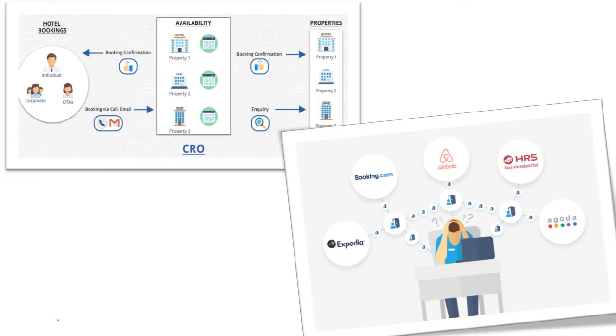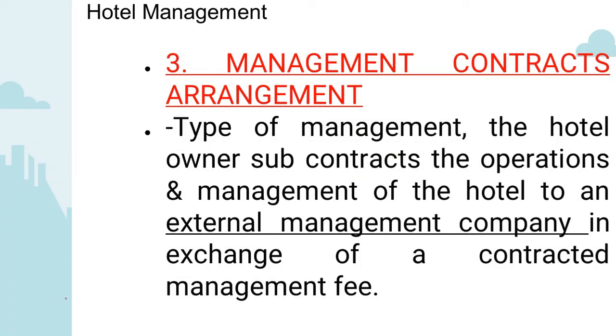So kung makikita nyo sa picture, may mga hotel bookings. So it can be booked via a call or email. It can be booked via the use of websites. And then may mga booking confirmation na isa-send sa'yo. Malalaman mo if the hotel room is available. 'Di ba? If it is not available, if it is booked for a day, so malalaman natin siya sa system. And as we go along the way, we will talk about more of the CRS.